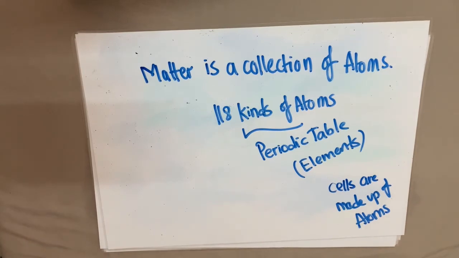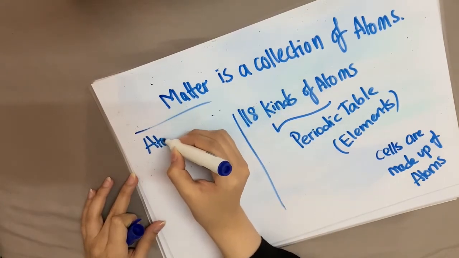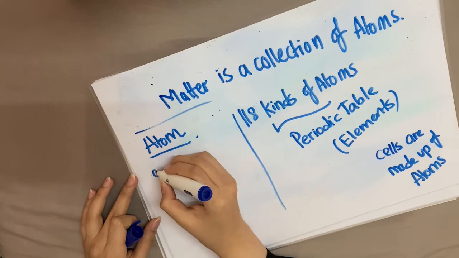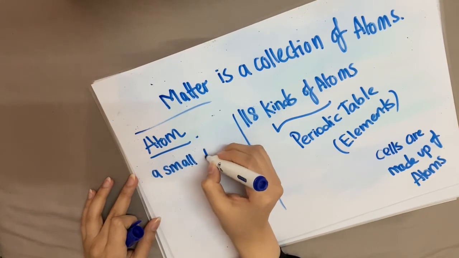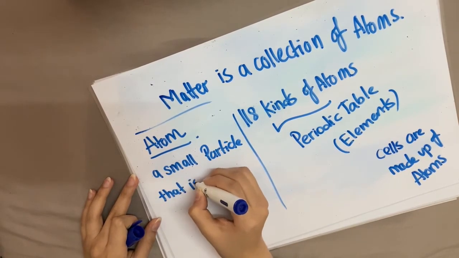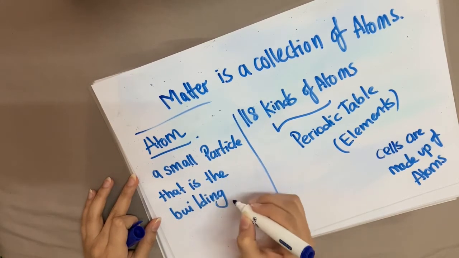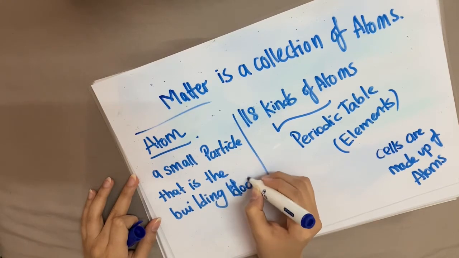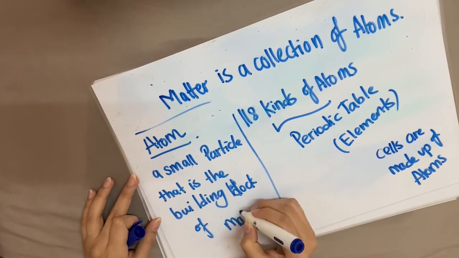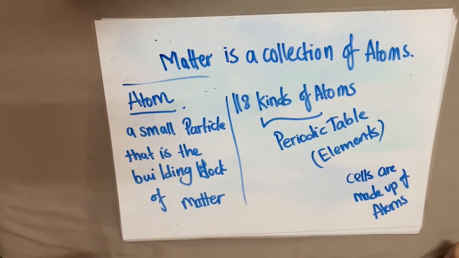So, when we actually want to define what an atom is, an atom is a small particle that is the building block of matter. Simply, we already agreed that atoms are the building blocks of matter, right? Okay, so now we know what an atom is, right? It's a small particle. We can find them in elements in the periodic table. They're the building blocks of matter, simply.